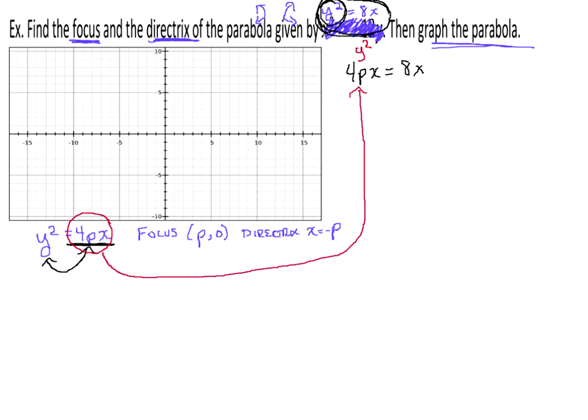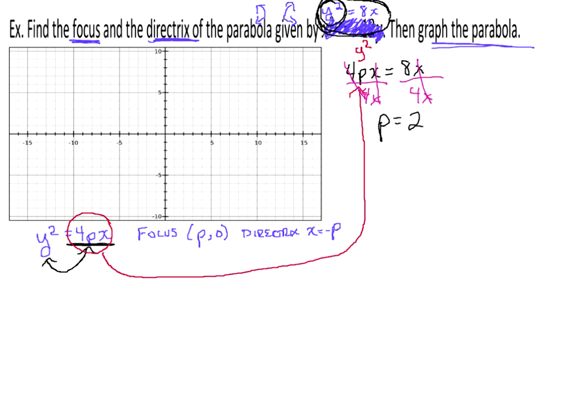Okay, so now I am looking for P, so I'm just going to begin solving this for P. I'm going to divide off 4x from both sides. My 4's divide out there and my x's divide out there, and I'm left with 8 divided by 4, which is 2. So I find in this case that P is equal to 2.